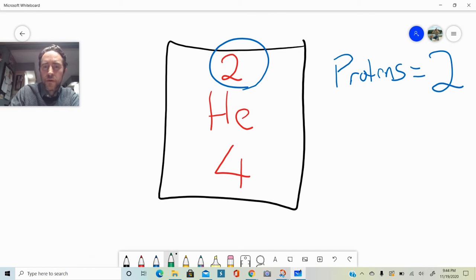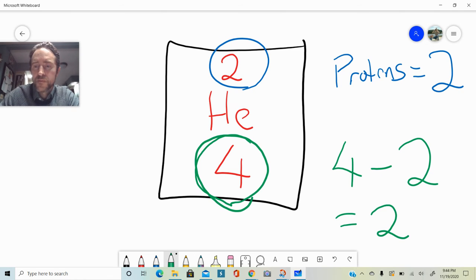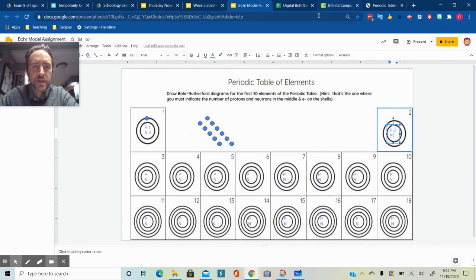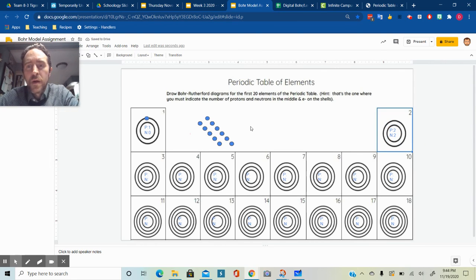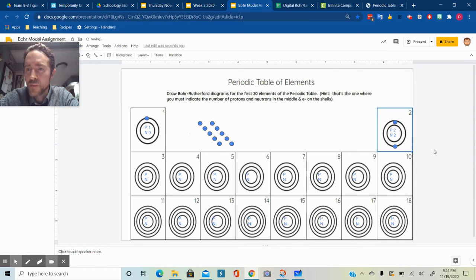And neutrons, we have to take this number and do a bit of math. To find neutrons, we take 4 and we subtract the number of protons, which was 2. And that should give us 2. So let's go ahead and put that into our table here. Neutrons is 2. Now for every proton, remember that's positively charged, it's going to attract a negatively charged electron. So we're going to go ahead and put those on. 1, 2, and done. And that's it.